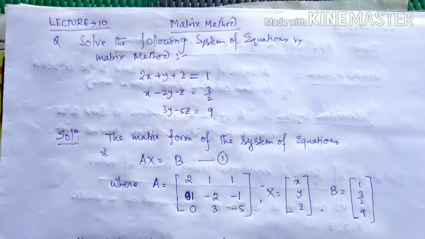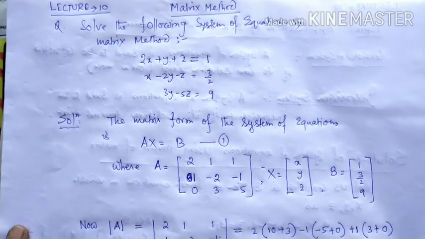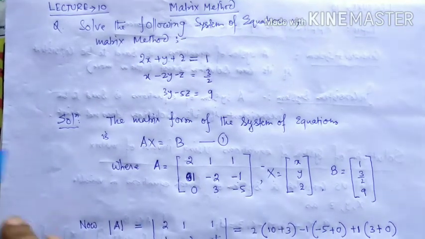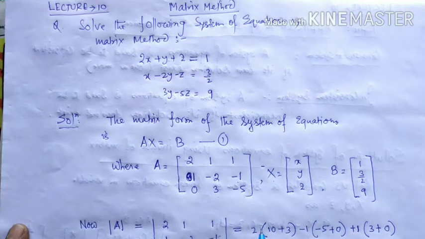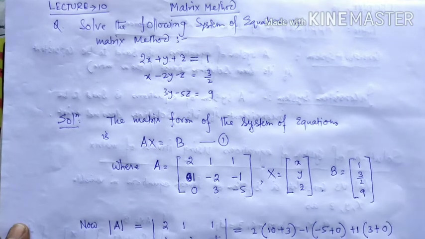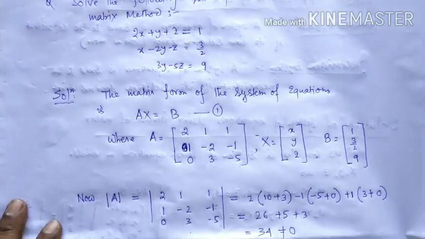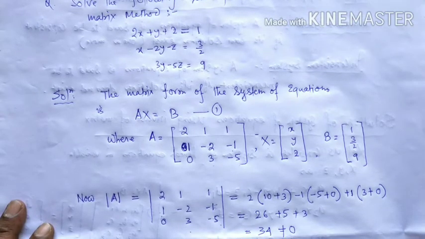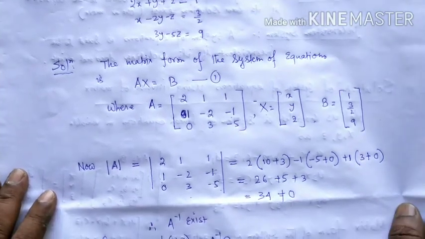Okay. Now in matrix method, what is the rule? First you have to find the determinant of A and check whether determinant of A is equal to 0 or not. If it is non-zero, then you can apply matrix method. If determinant of A is equal to 0, then you cannot apply matrix method.